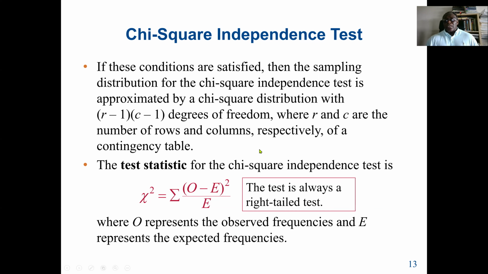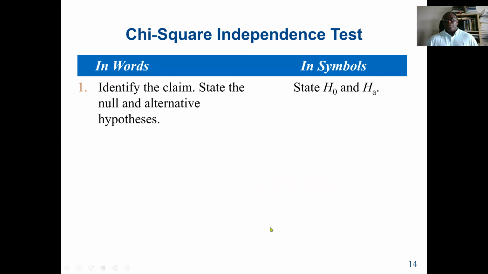And in this case, again, the independence test is always a right tail test. There's no option of left tail or two tail. It's always a right tail test. So let's put it in words, the steps of doing the chi-square independence test.